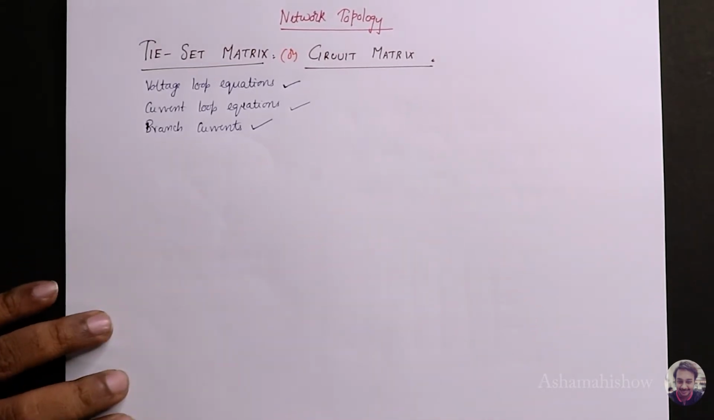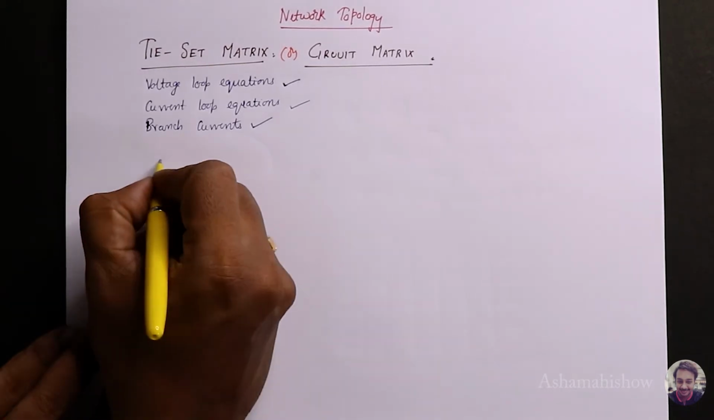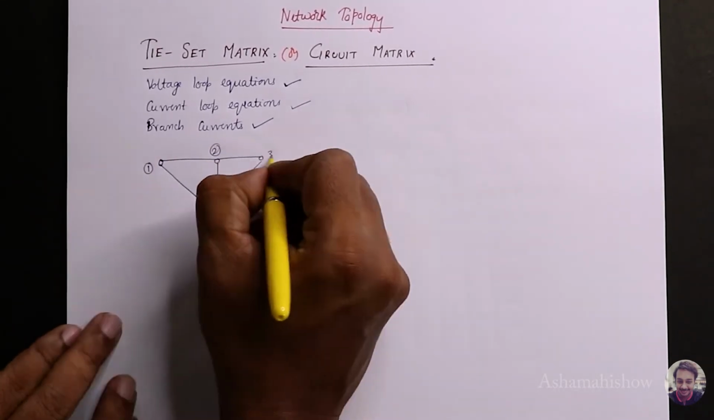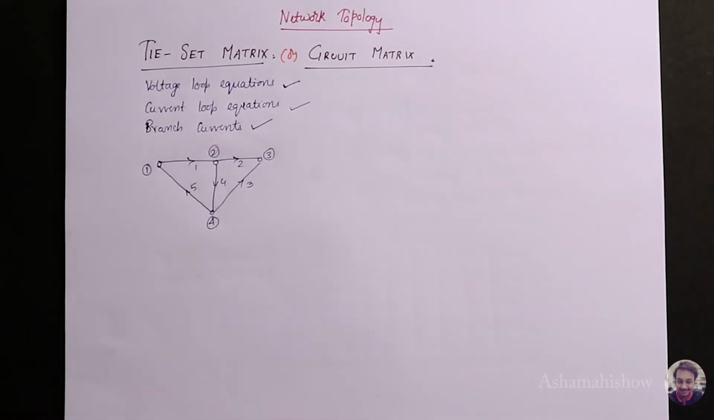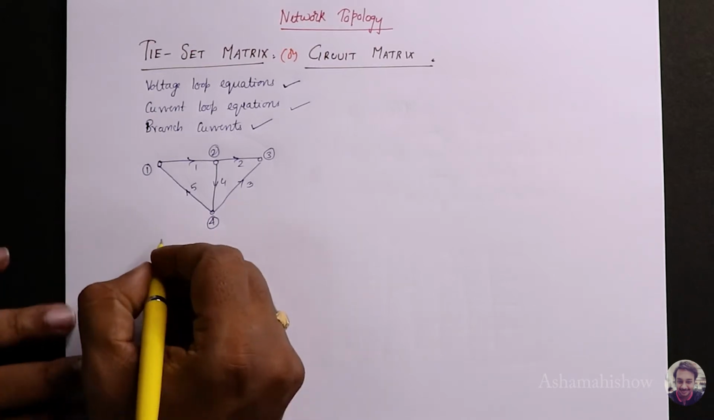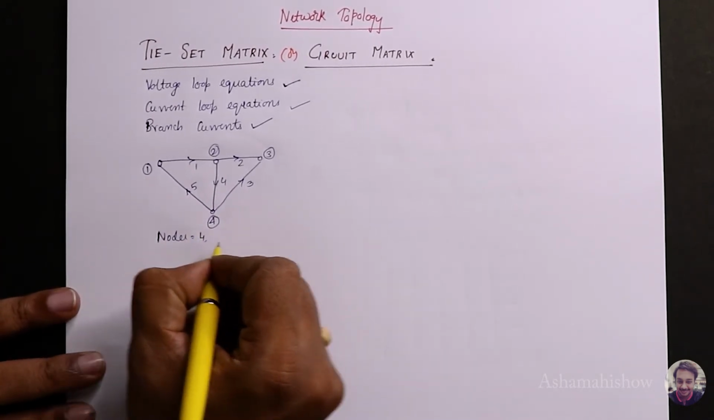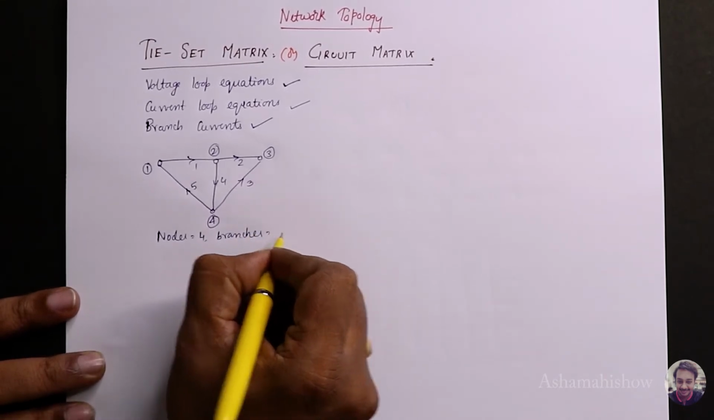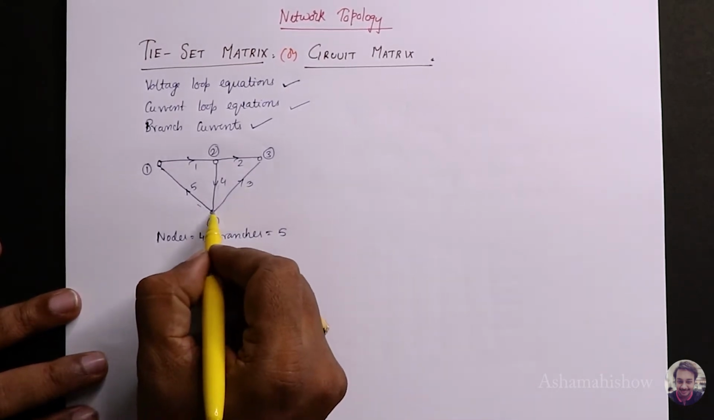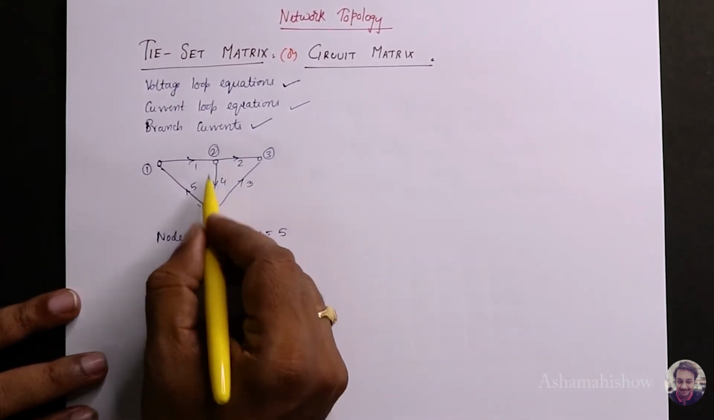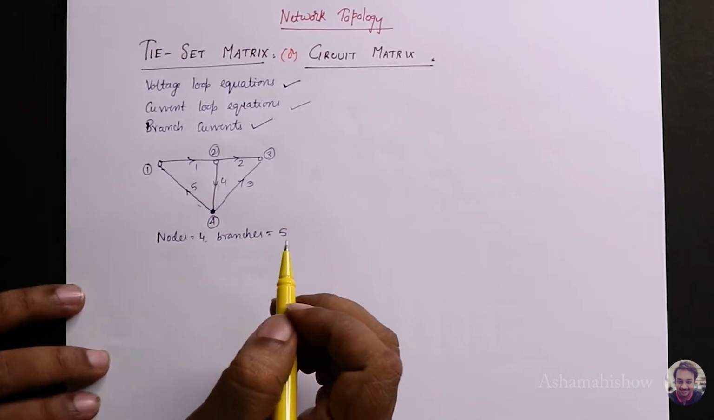Let us take a graph which is directly given in the problem, and they asked us to find the branch currents. As we saw in the incidence matrix, I have taken a similar graph. How many nodes do we have here? We have 4 nodes. And how many branches? Branches are 5. The circled points are the nodes, the junction points where the branches meet. So we have 5 branches and 4 nodes.